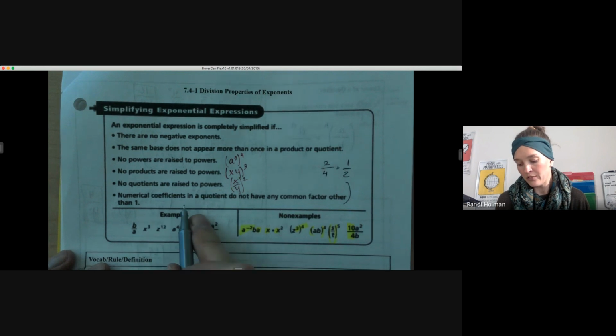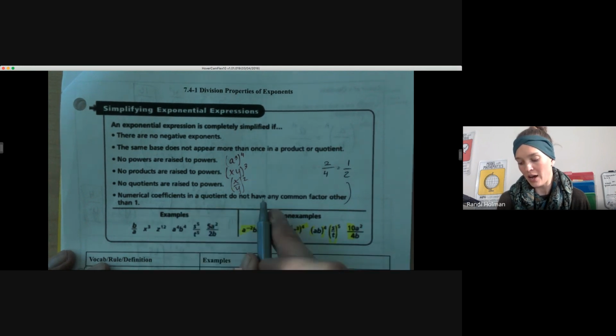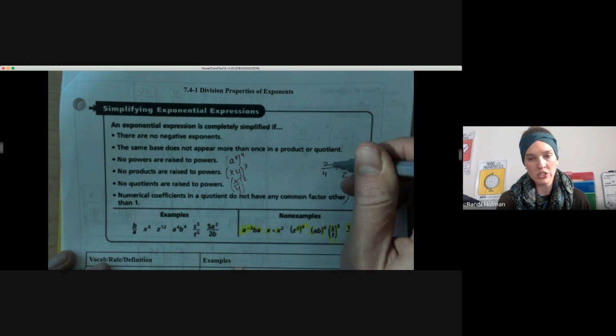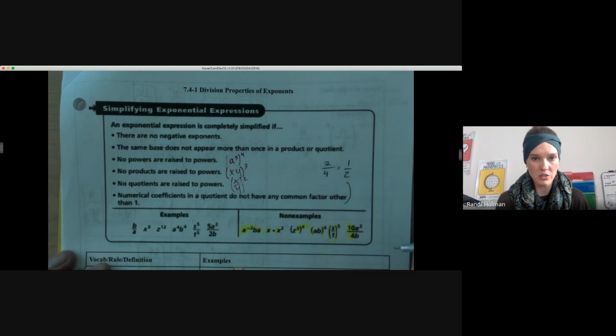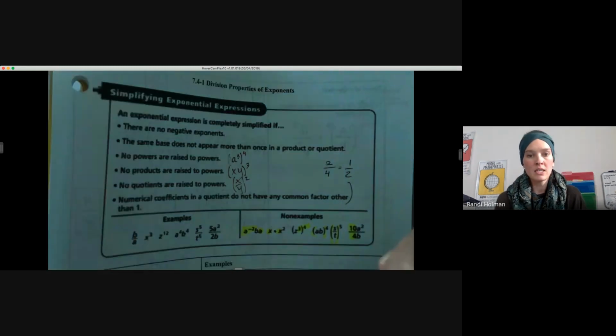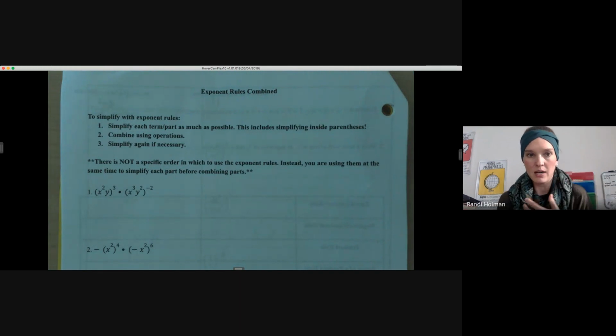And numerical coefficients in a quotient, you don't have any common factors other than 1. And so this is what we talked about here. If I have a coefficient of a 2 and a 4, that should be simplified to 1/2. So numbers still do what numbers have always done. Okay, so let's keep those things in mind as we start to do some simplifying with multiple exponent rules in one.